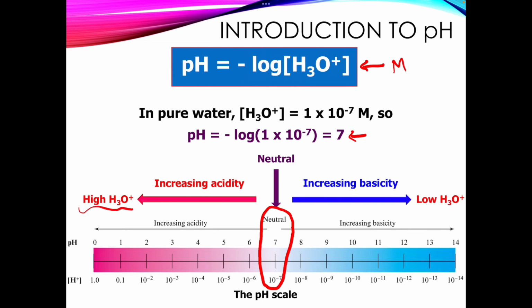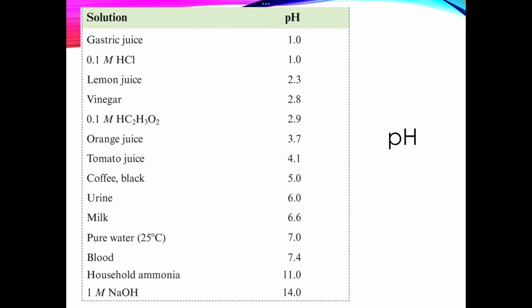Okay, so essentially, if we want to figure out whether something is an acid or a base, we can measure the hydronium ion concentration and then take the negative log, and we can calculate our pH and compare it to this pH scale. Again, 7 is neutral. Anything that's less than 7 is acidic, and anything that's greater than 7 is basic. Okay, so let's look at some real-world examples.